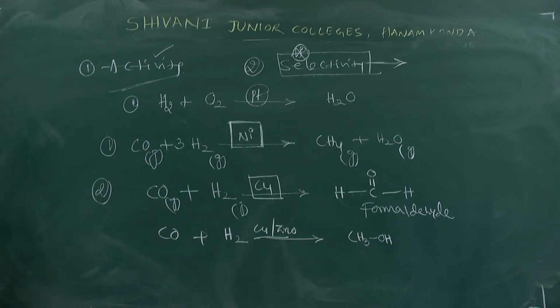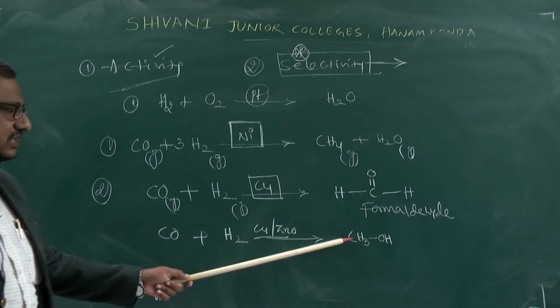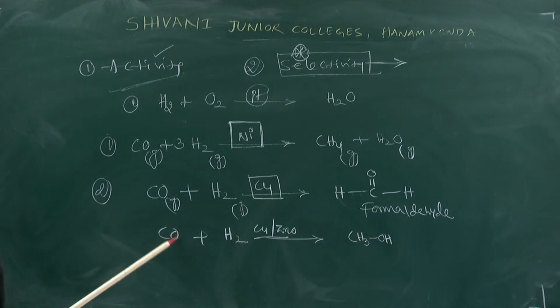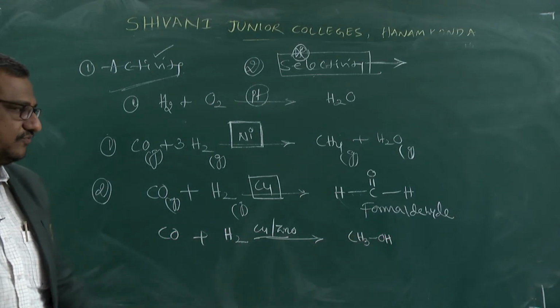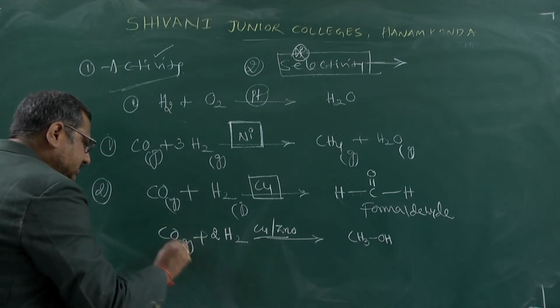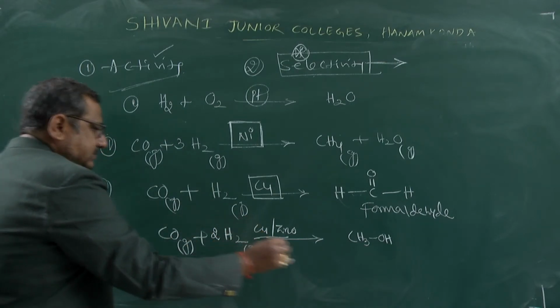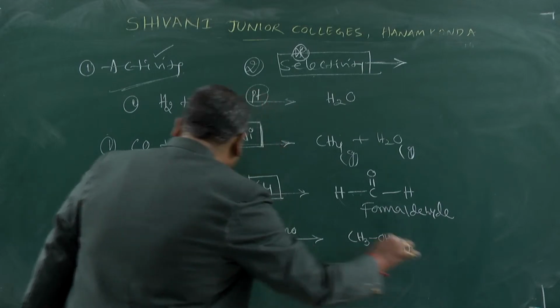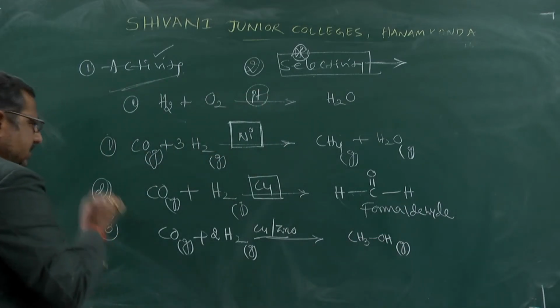Now, in this condition, the catalyst is copper and zinc oxide. To balance the reaction, here one carbon is there and one oxygen, here also one oxygen, 3 plus 1, 4 hydrogens are there. So we write 2 hydrogen. Carbon monoxide is gas, hydrogen is also gas, methanol is also gas. Now, this one belongs to the condition.